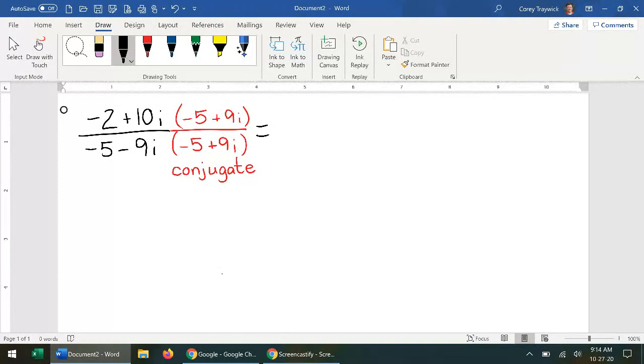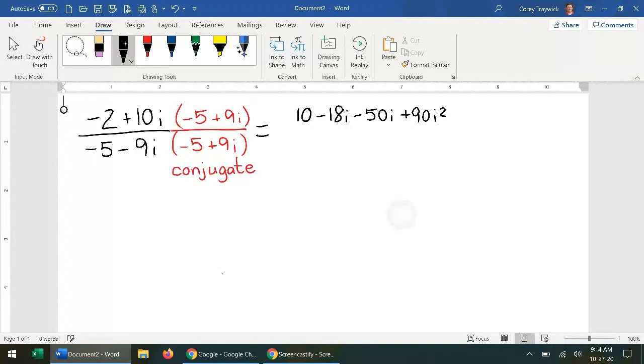All right. Let's do the top. We can FOIL this. Negative 2 times negative 5 is positive 10. Negative 2 times 9i is negative 18i. 10i times negative 5 is negative 50i. And then 10i times 9i is positive 90i squared.